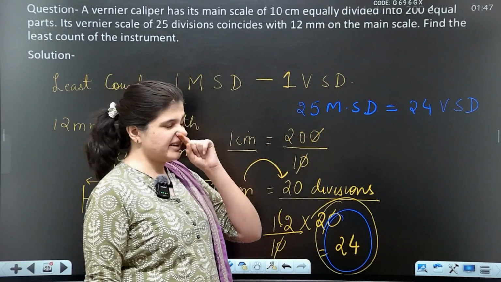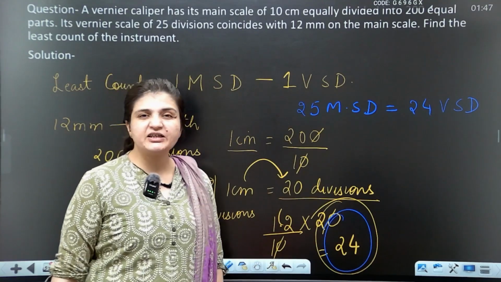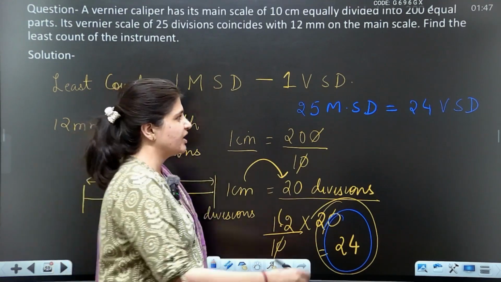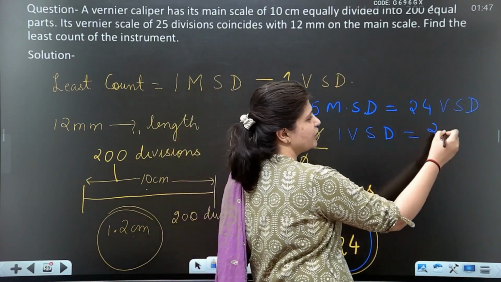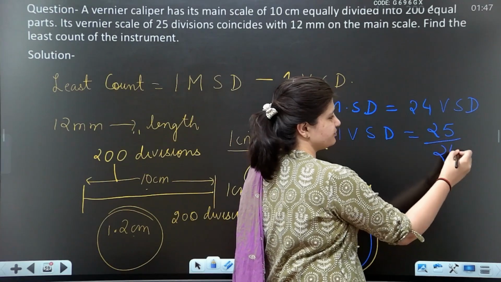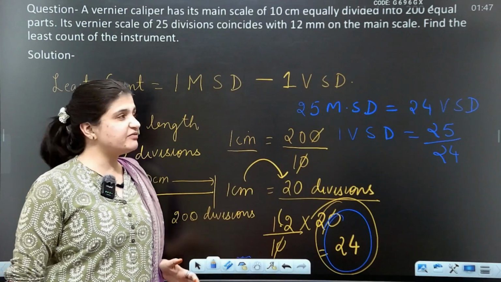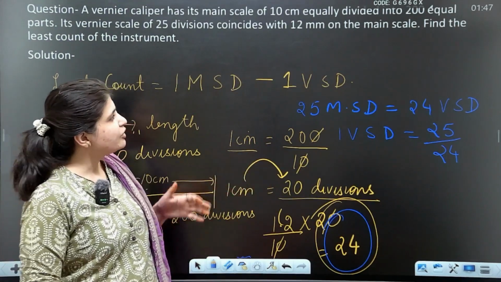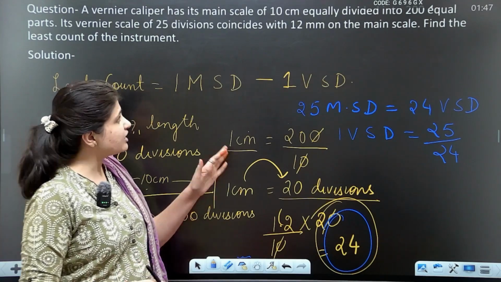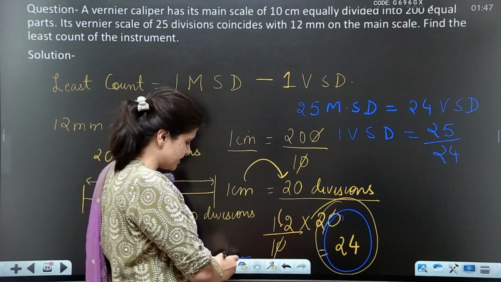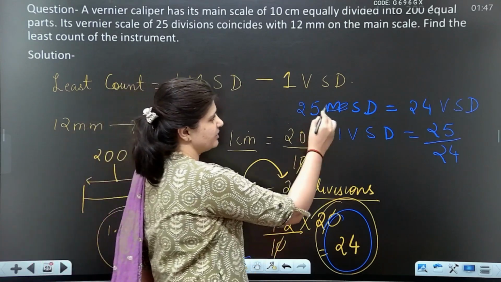So from here we can find what 1 vernier scale division is equal to. The 1 vernier scale division is equal to 24 by 25 of the main scale division. So 24 main scale divisions, which is the 12 millimeter of the main scale, coincides with 25 divisions of the vernier scale.